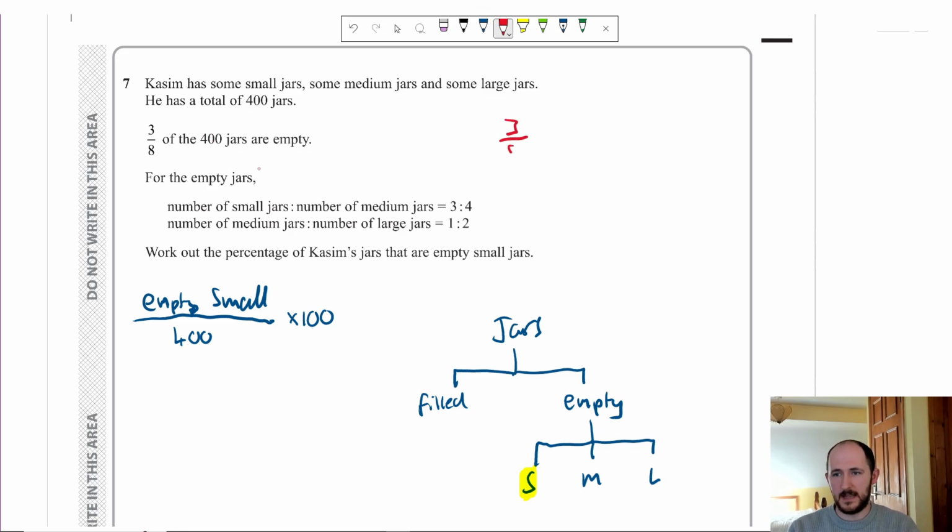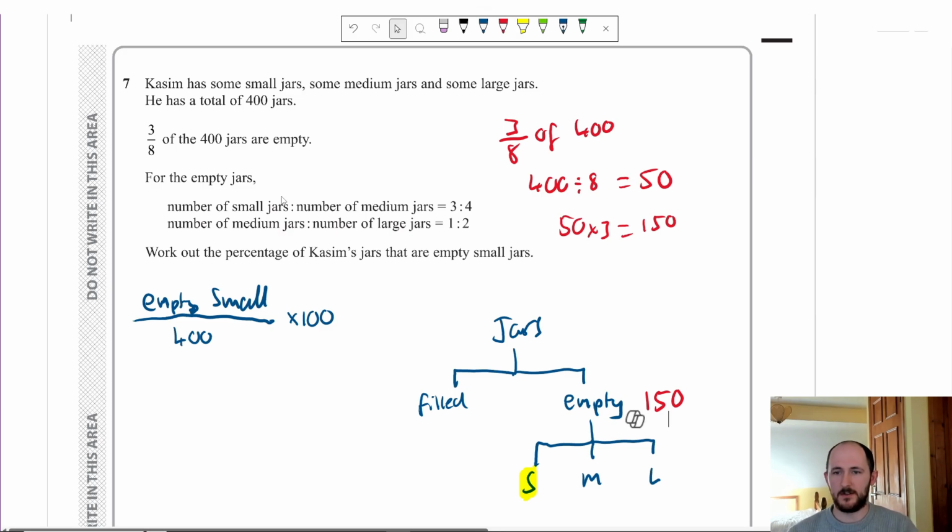So if we do 3/8 of 400, well, that's 400 divided by 8. There's loads of different ways you can do that. Divided by 8, you could half it 3 times. You could also do 40 divided by 8, which is 5, and then add a 0 back on. And then we're going to do 50 times 3, which gives us 150. So there's 150 empty jars.